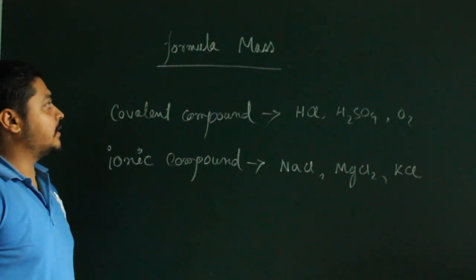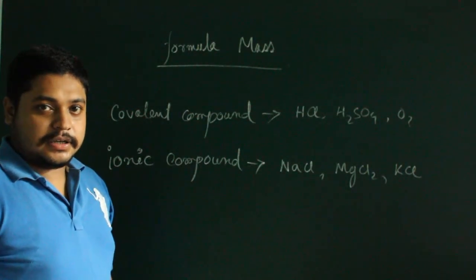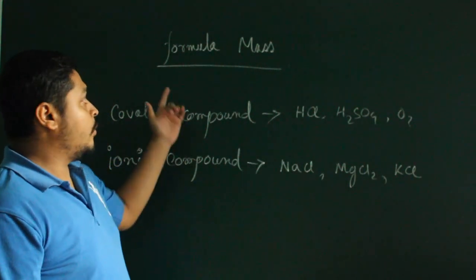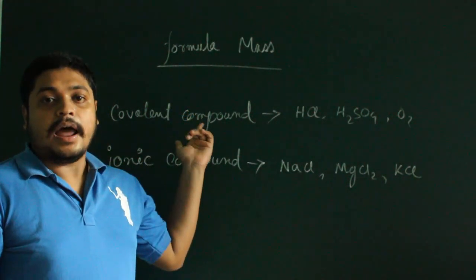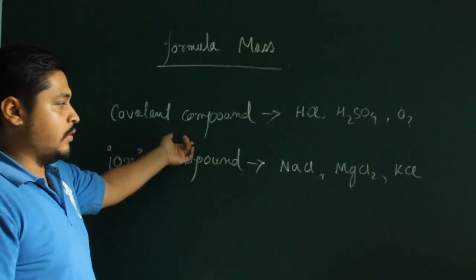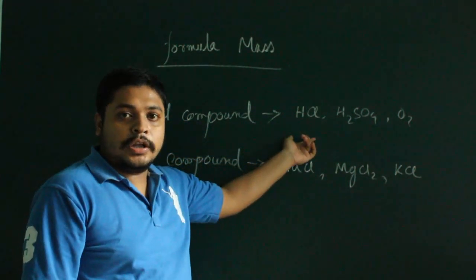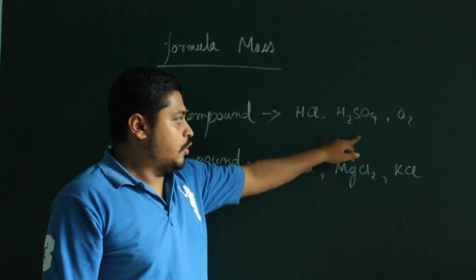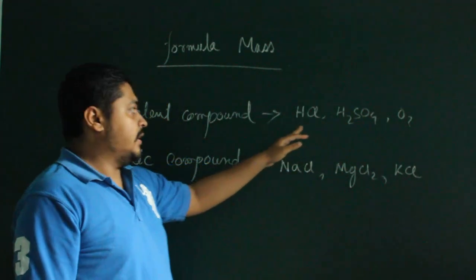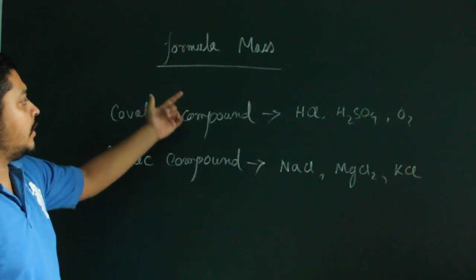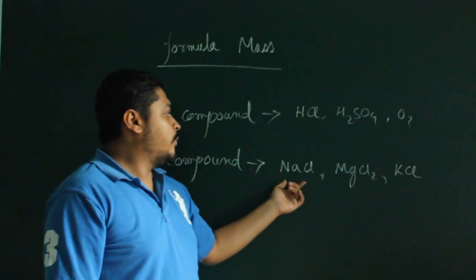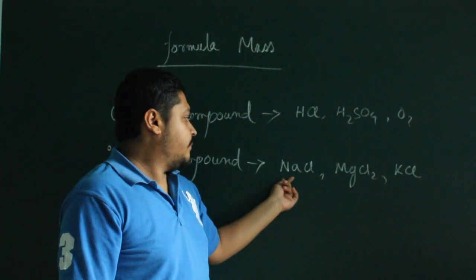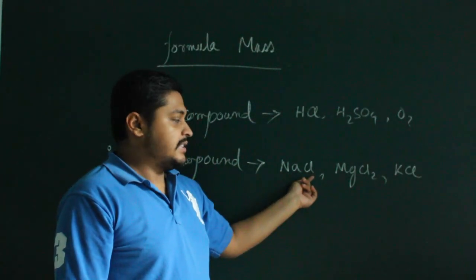So the next topic is formula mass. We have discussed the molecular mass of molecules, and this is the formula mass of ionic compounds. In case of a covalent compound, we find the molecular mass of compounds like HCl, H2SO4, O2, etc. But in case of an ionic compound, we find the formula mass. So the formula mass of NaCl is the atomic mass of Na plus the atomic mass of Cl.